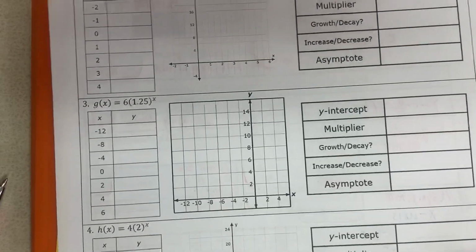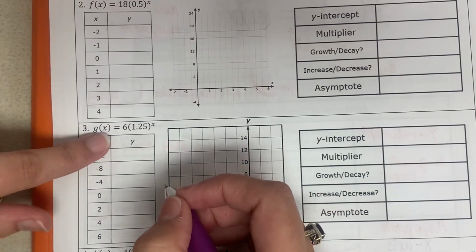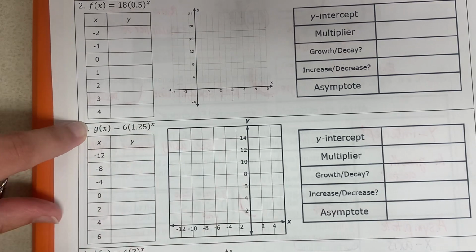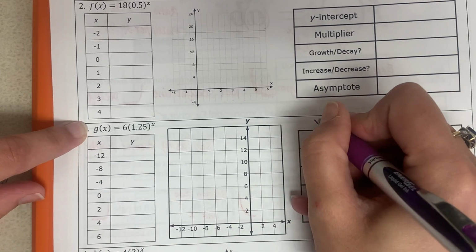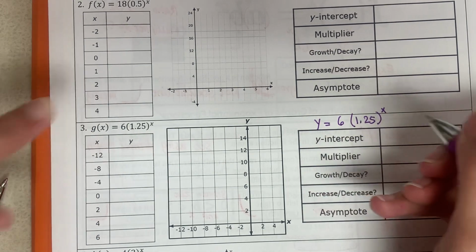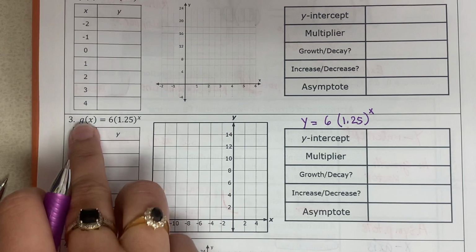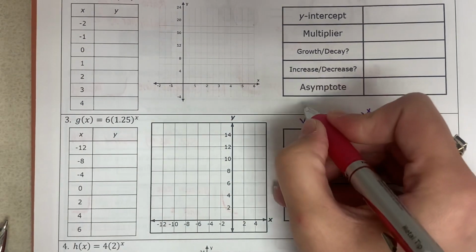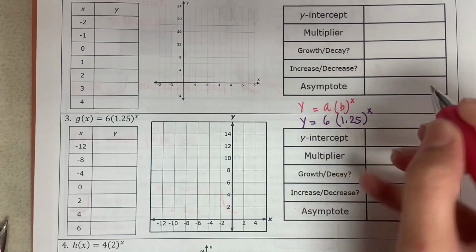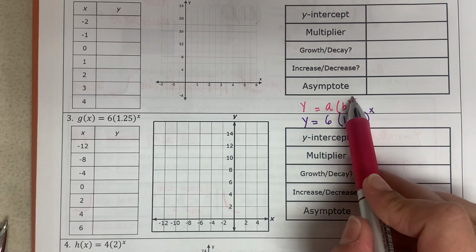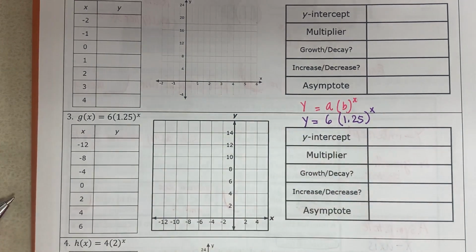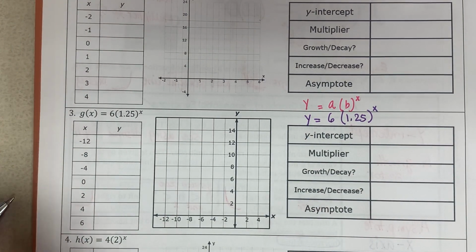All right, so let's talk about number 3. I have a graph, g of x equals 6 times 1.25 to the power of x. I am going to rewrite this as y equals 6 times 1.25 to the power of x, because this is what g of x means. And I'm also going to write my actual equation above it: a times b to the power of x. So I know that this is an exponential function because x is in the exponent. By looking at the equation, I can actually answer everything from here.